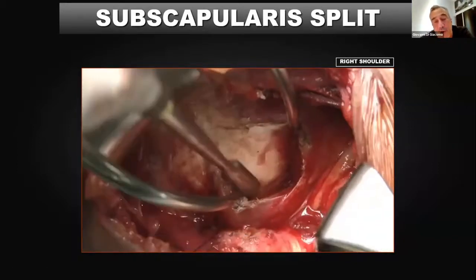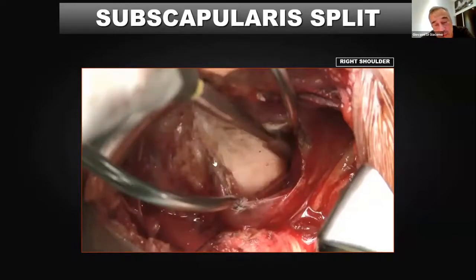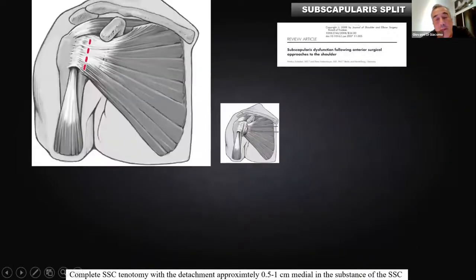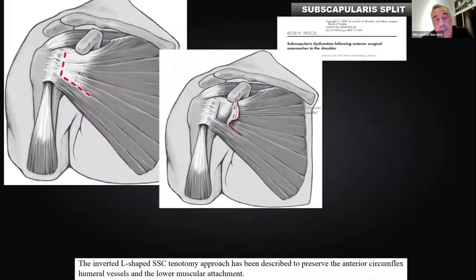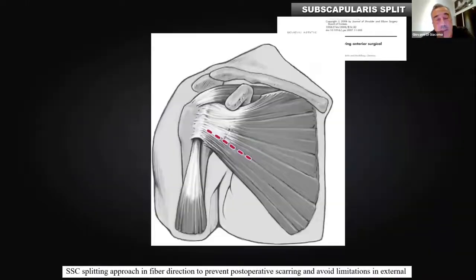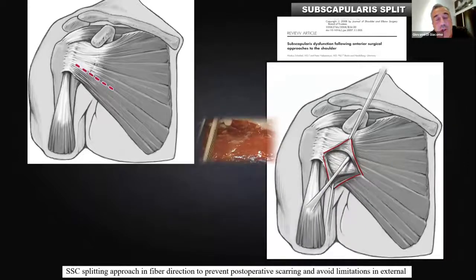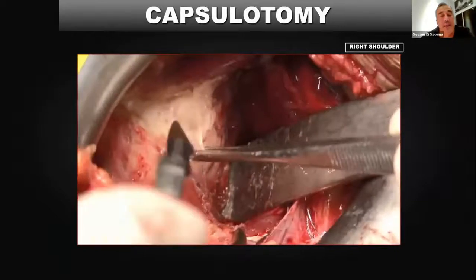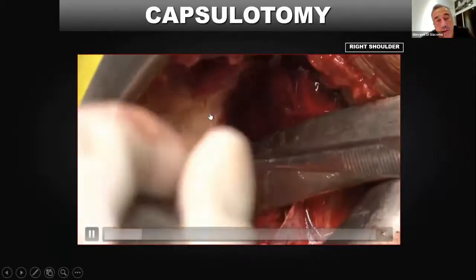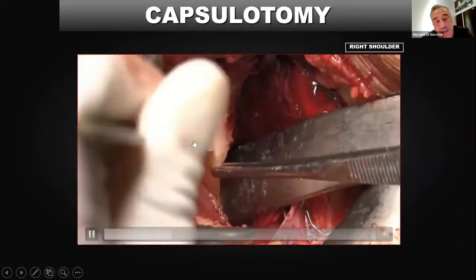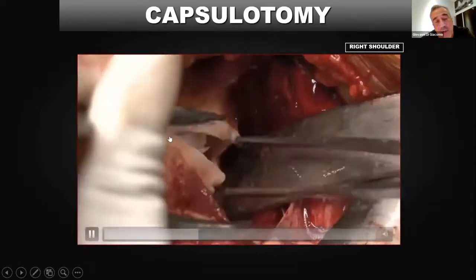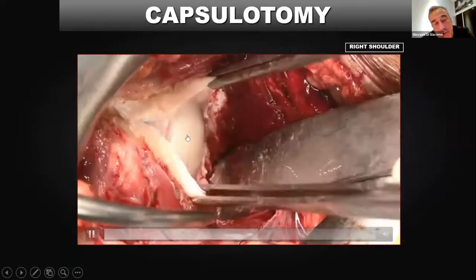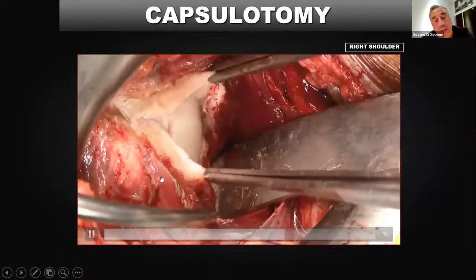You can see the superior part of the split. You can see the inferior part of the split. Very important is the underlying capsule. When I perform the split, immediately after that I do a capsulotomy, and the direction of the capsulotomy is the same direction of the tenotomy. You can see here, right shoulder, we are working on the split. I don't detach the tendon, and I do a capsulotomy once again from lateral to medial, and I want enough space just to see the humeral head and to introduce the humeral head retractor.